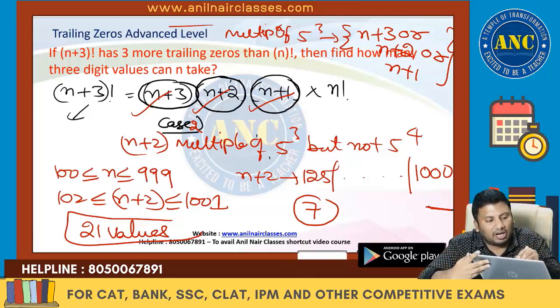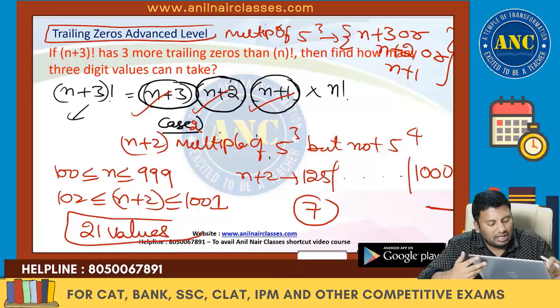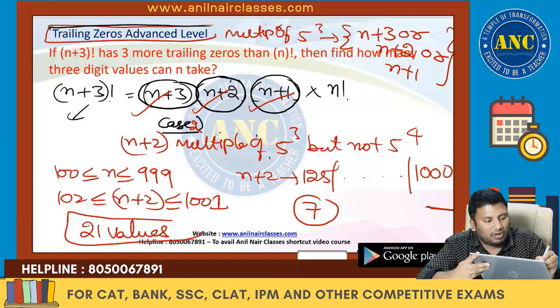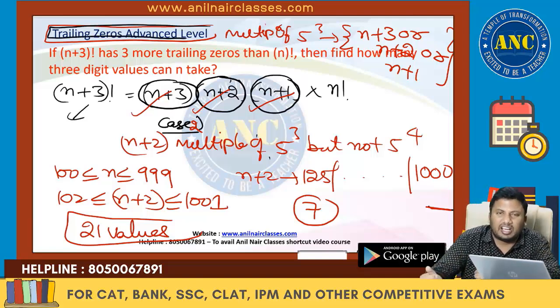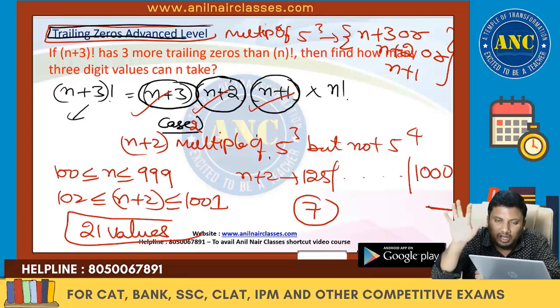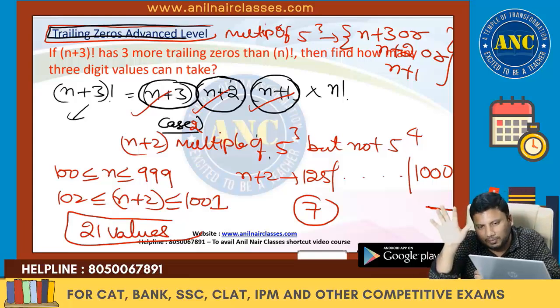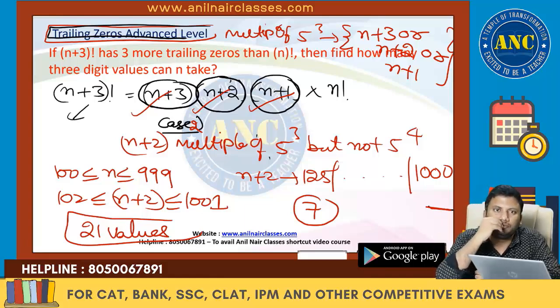Trailing zeros, advanced level problems. This is the topic of our discussion today. Trailing zeros, advanced level. I think it is highest power session 4. Only on LCM 10 hours. Only on prime numbers 8 hours. Only on remainders 12 hours, right?